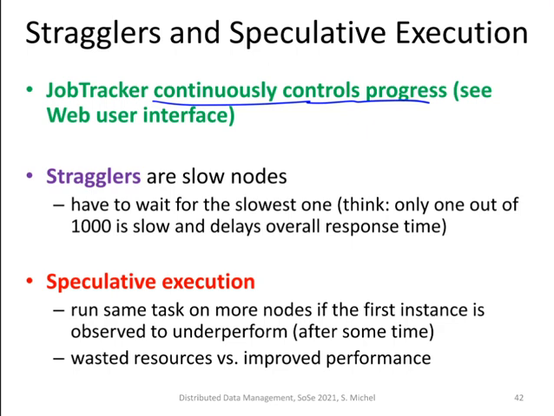There's also the concept of speculative execution. So you're executing the task on multiple nodes. And if you see that one of these tasks is underperforming, then you can kill it and the other one can continue.